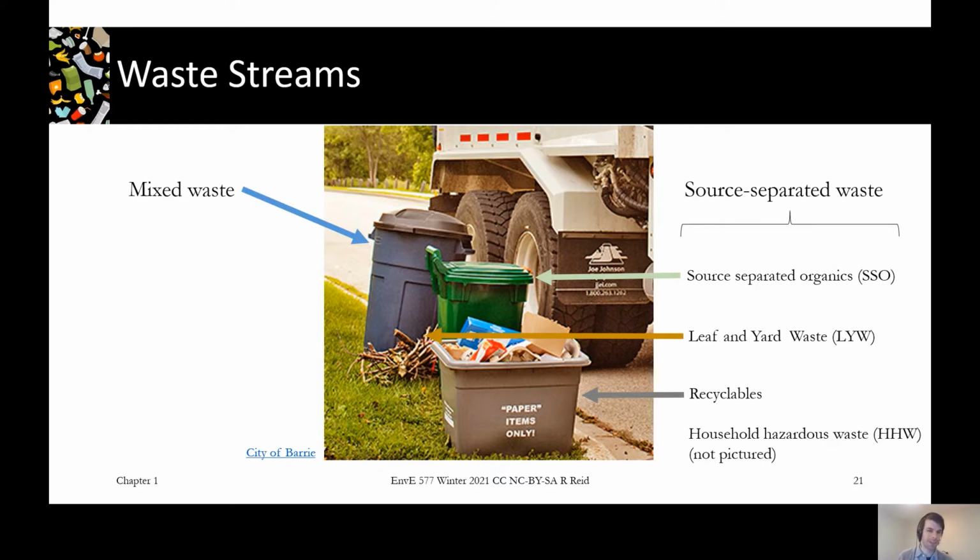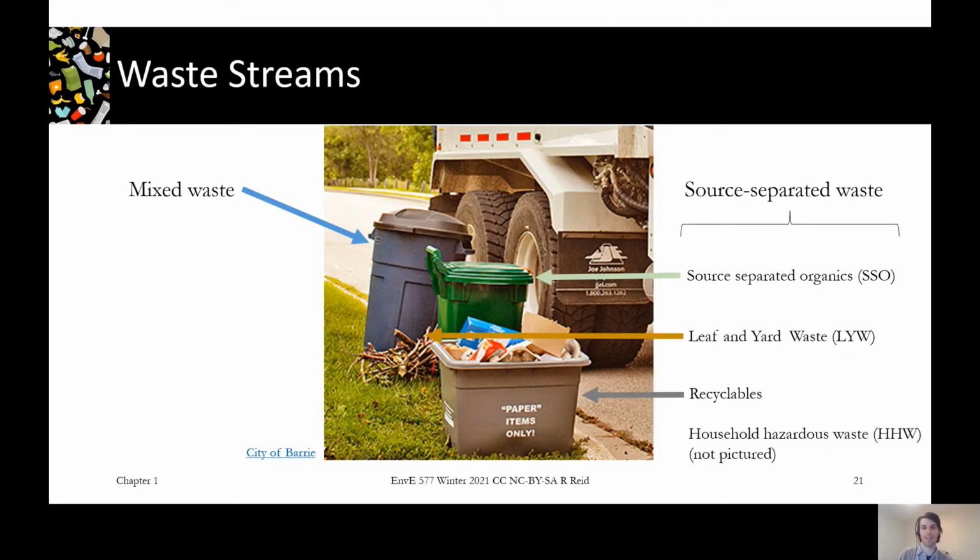So you could also call this black bag waste. It's kind of your general waste. Before we had any diversion programs, we had only mixed waste. And one of the goals as solid waste engineers is to get things out of mixed waste and into dedicated streams where they can be treated with a waste appropriate technology instead of all going into the landfill.